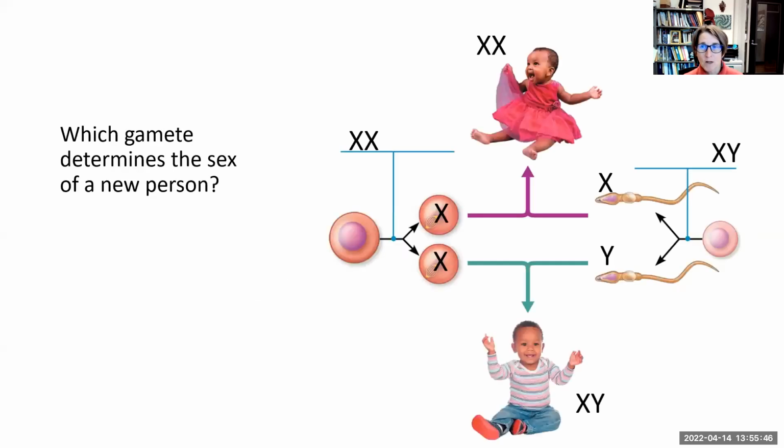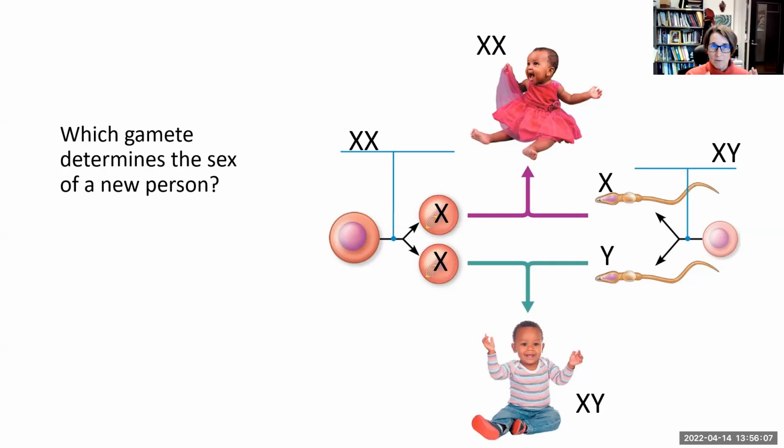So first of all, what determines sex in humans? Well, as mammals, our sex is determined by chromosomes, specifically the sex chromosomes. So we have how many chromosomes? 46, right? You get 23 from the egg and 23 from the sperm. They come together in fertilization and you have the beginning of a new human.